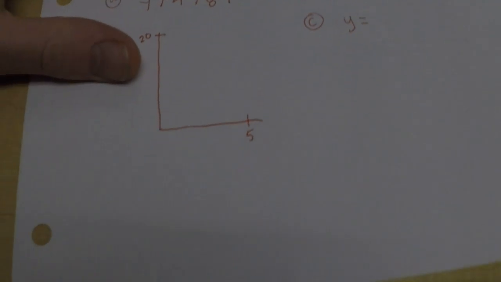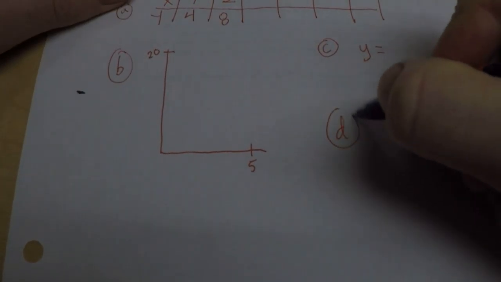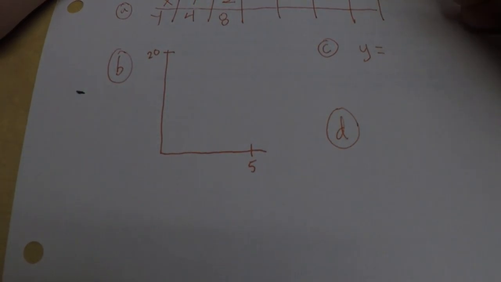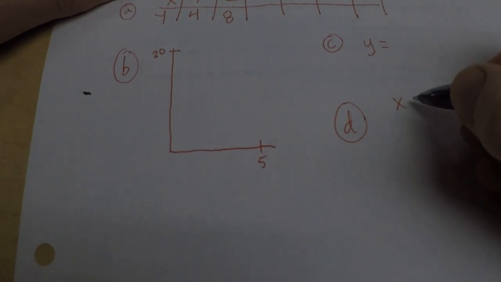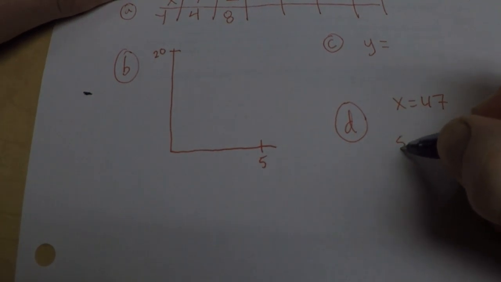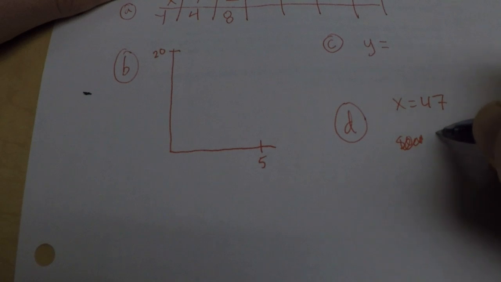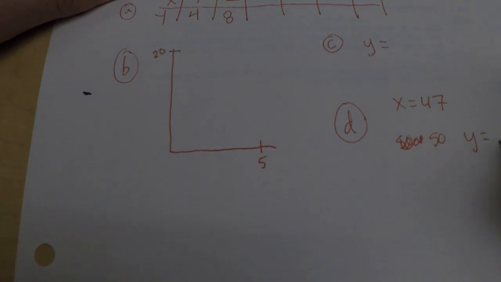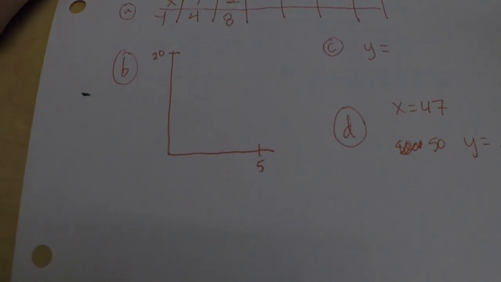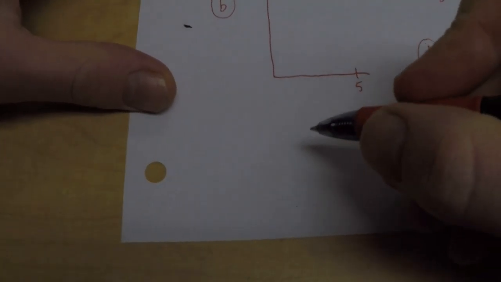And then part D, you're going to make some predictions. You're going to plug in 47 for x. So x equals 47. So y equals ... You can figure that out. And then answer question E.